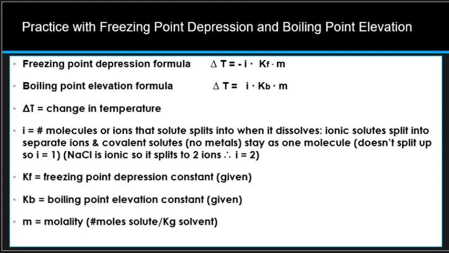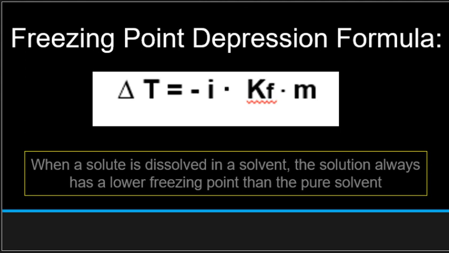So let's start with freezing point. Here is that larger, where you can see it a little better. Delta T equals negative i times the constant K_f, freezing, times molality. So when a solute is dissolved in a solvent, the solution always has a lower freezing point than the pure solvent. We mentioned that earlier. It makes sense. It's going to get in between those water molecules. So this is the formula we're going to use. Even though we have this lovely easy molality formula up here, we probably don't use that very much. We're going to use molality in these.